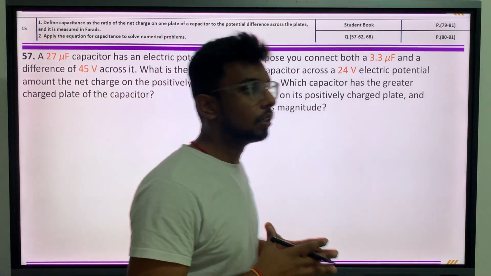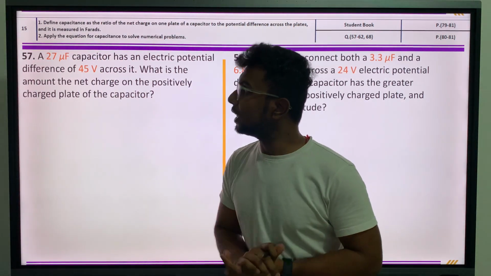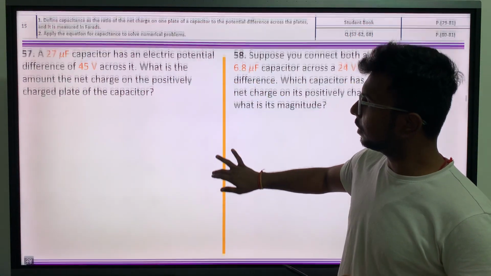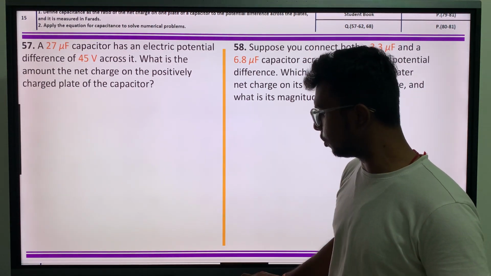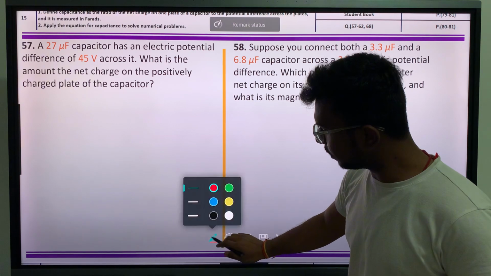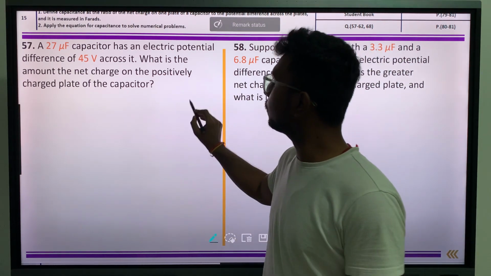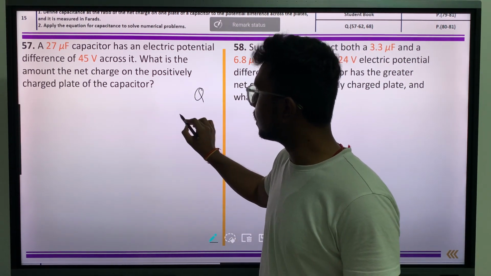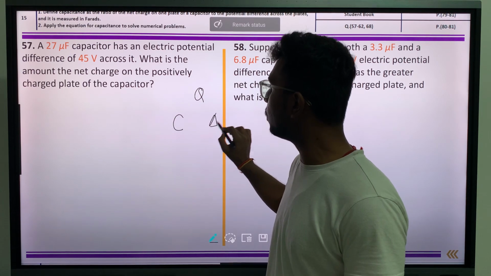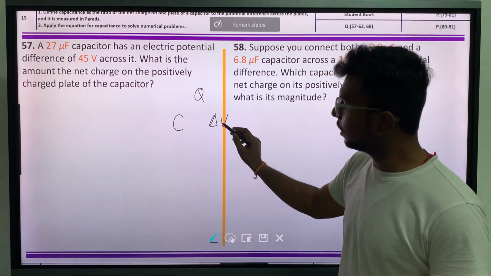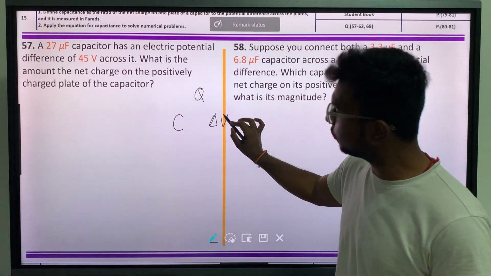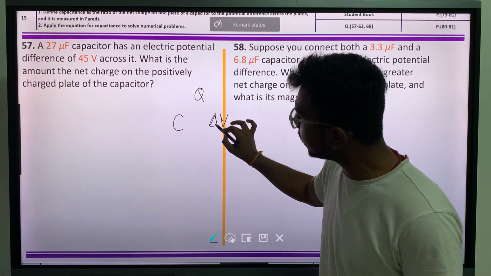Let's discuss the 15th question of the EOT. This is all about capacitance, and there is one basic formula which you need to remember, or one basic equation for almost all the questions. That is, you have Q, that is the charge, C is the capacitance, and del V is the change in potential. Usually the initial potential is 0, so this is not velocity, so please don't confuse with that. This is delta V, that is the change in potential.